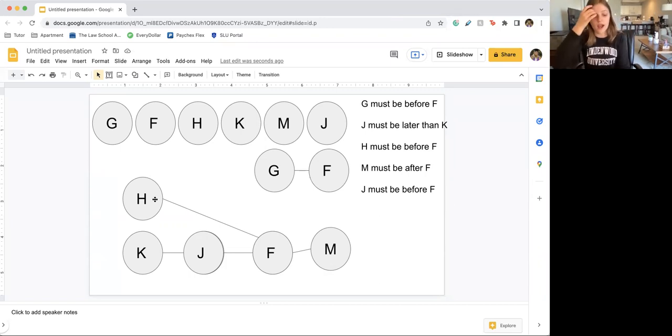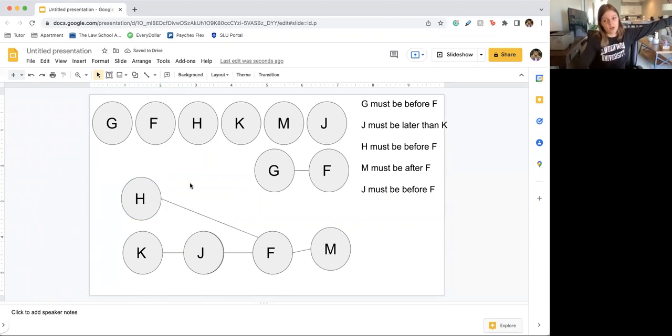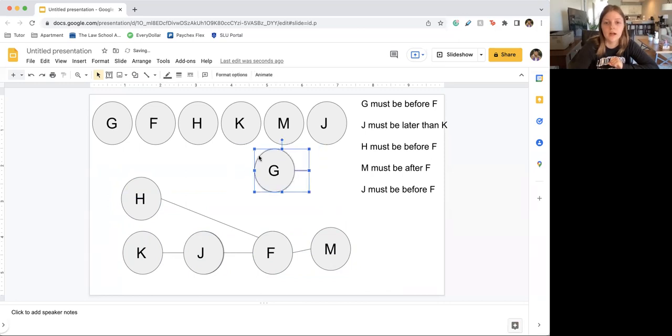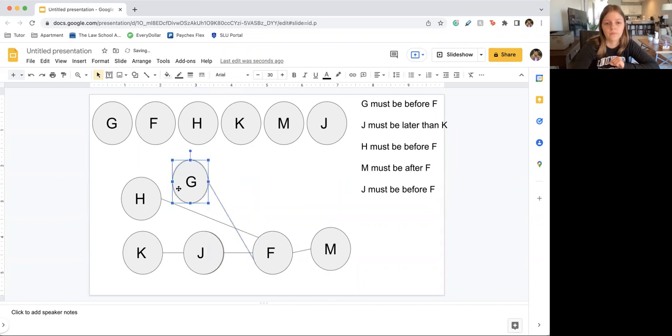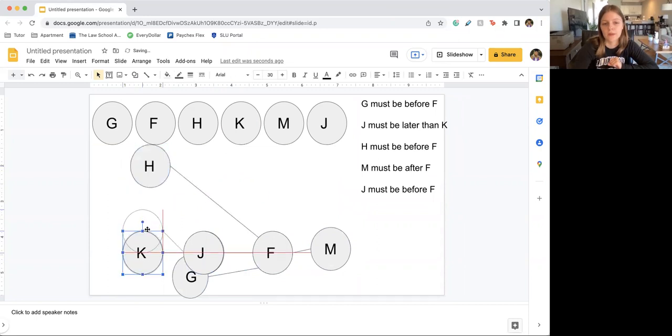This is why I picture them in this web diagram: no matter where I put H, that line is always going to be attached to F. So I can drag H all the way out and I can still follow that line of it has to be before F. I'm going to do the same thing to G. And to make this a little bit easier, I'm just going to tack it on below here. It's a lot easier in my head.